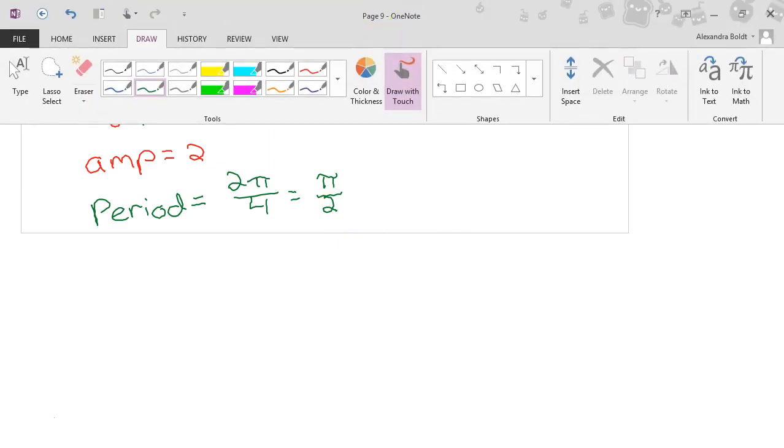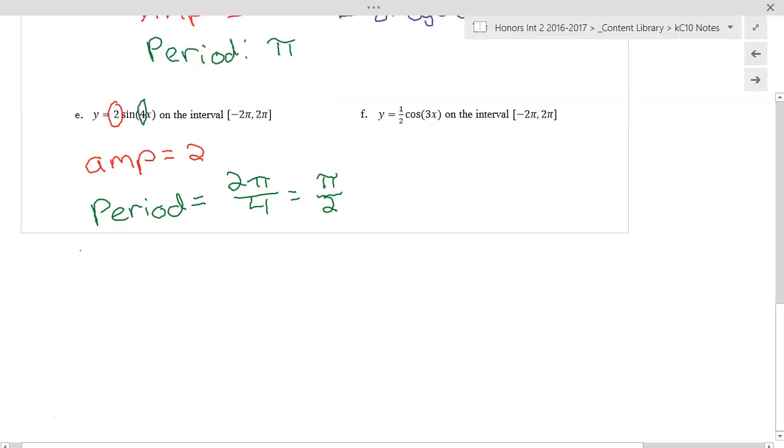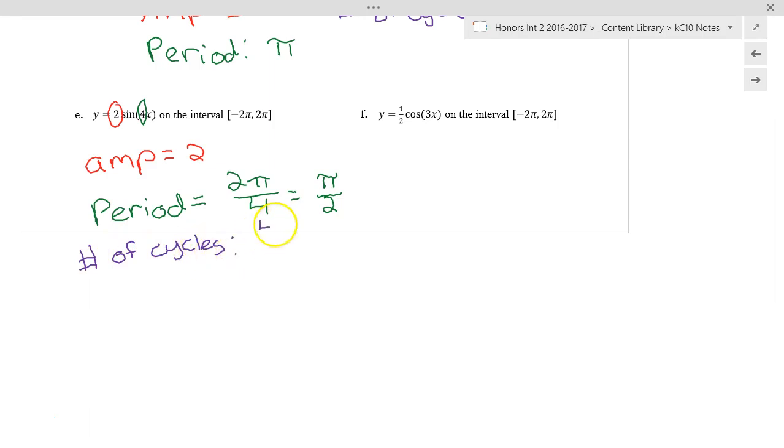And how many cycles can I get through, right? So I want to do 4 pi divided by pi over 2. Remember, a lot of times if you use mixed fractions, you can do 4 pi times, just flip your second fraction, 2 over pi. Pi cancel out, 4 times 2 is 8. Or, thinking about it the same way, how many times does 1/2 fit into 4? Right, 8 times.